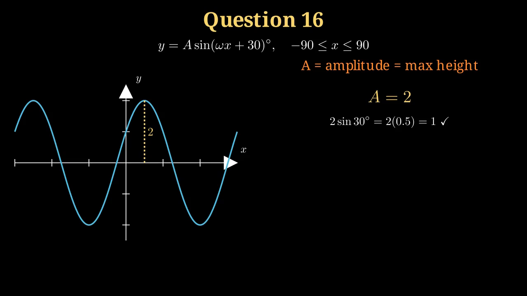Quick check. The curve crosses the y-axis at 1, and 2 sine 30 degrees is 2 times a half, which is 1. That matches perfectly.